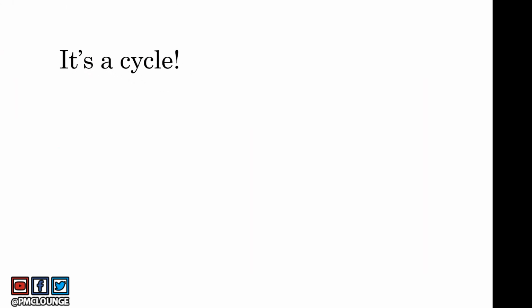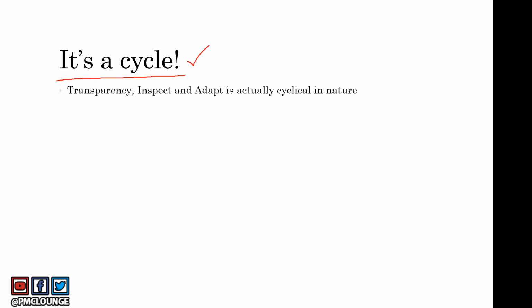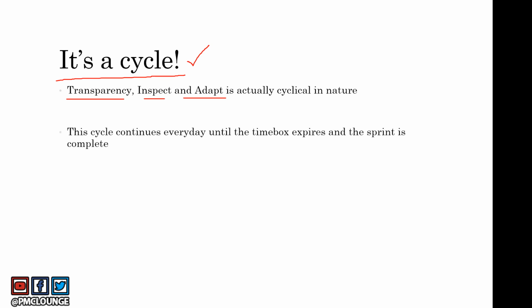Now, this slide ties back to the first slide that we talked about, the major difference between waterfall and agile. It's a cycle. What this means is transparency, inspect, and adapt are not one-time activities. These are cyclical in nature. So the cycle continues every day until the time box expires and the sprint is complete.